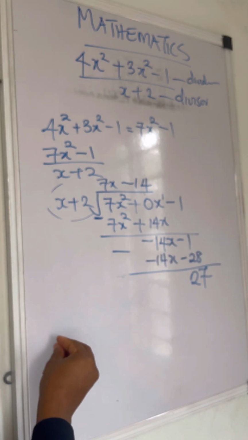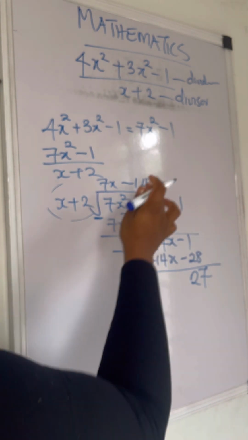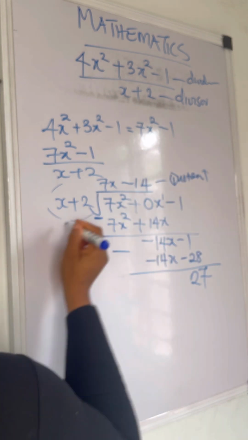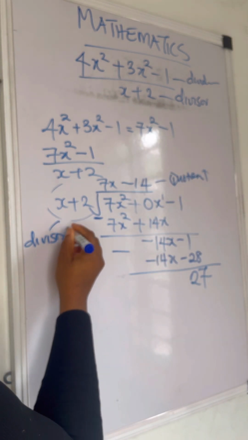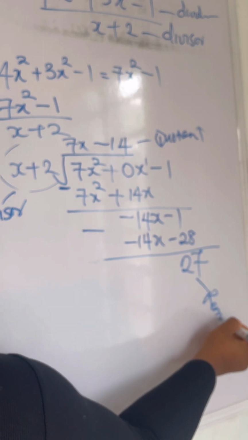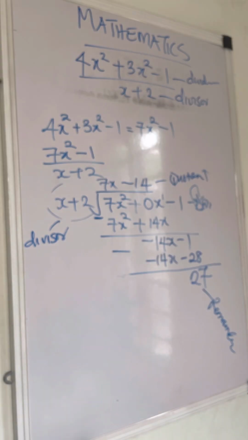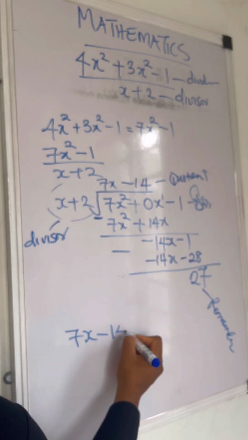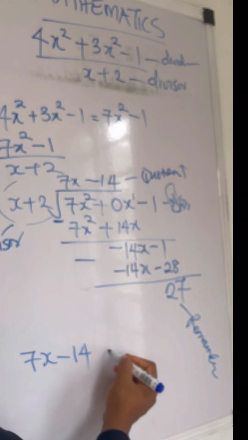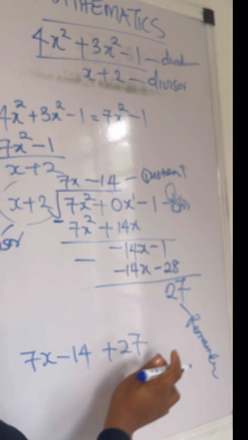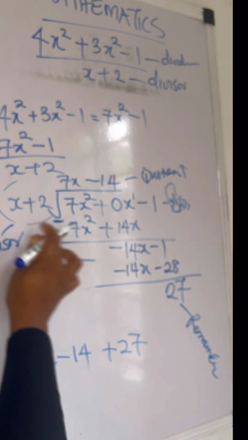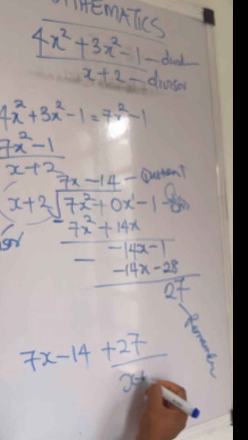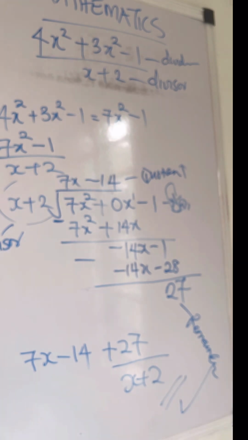So the answer is going to be the quotient, which is this. This is the quotient. This is the divisor. This is our remainder. So we're going to write out the quotient, which is 7x minus 14, plus this 27. Then we're going to divide the remainder by the divisor. So this 27 divided by x plus 2. So this is our final answer.